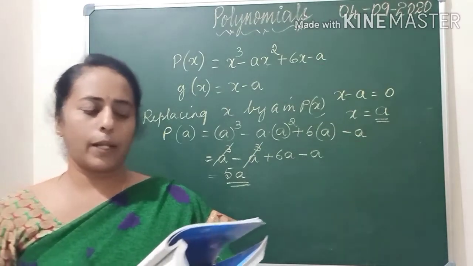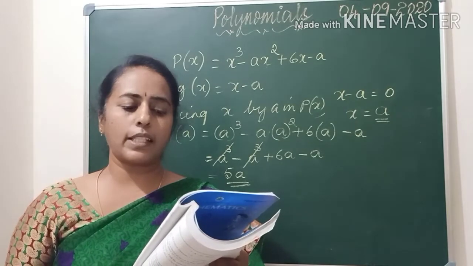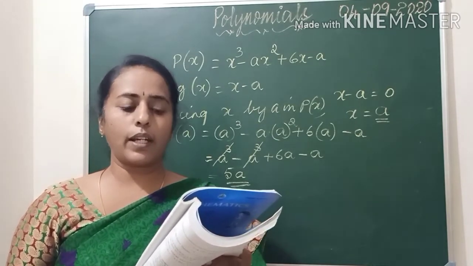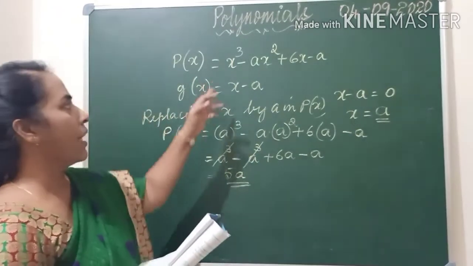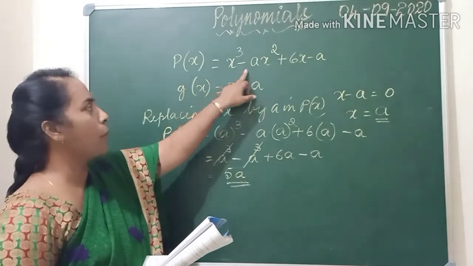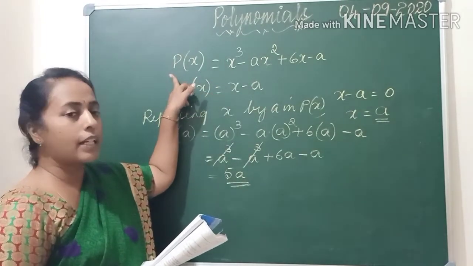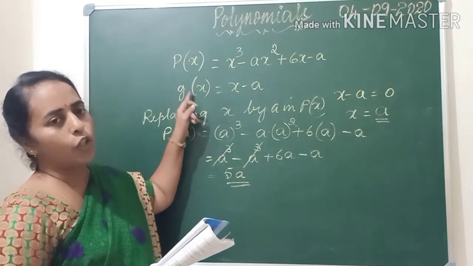See the second one. Find the remainder when x cube minus ax square plus 6x minus a is divided by x minus a. Here the dividend is x cube minus ax square plus 6x minus a, so we have to take that polynomial as p of x. Here the divisor is x minus a, so that should be considered as g of x.